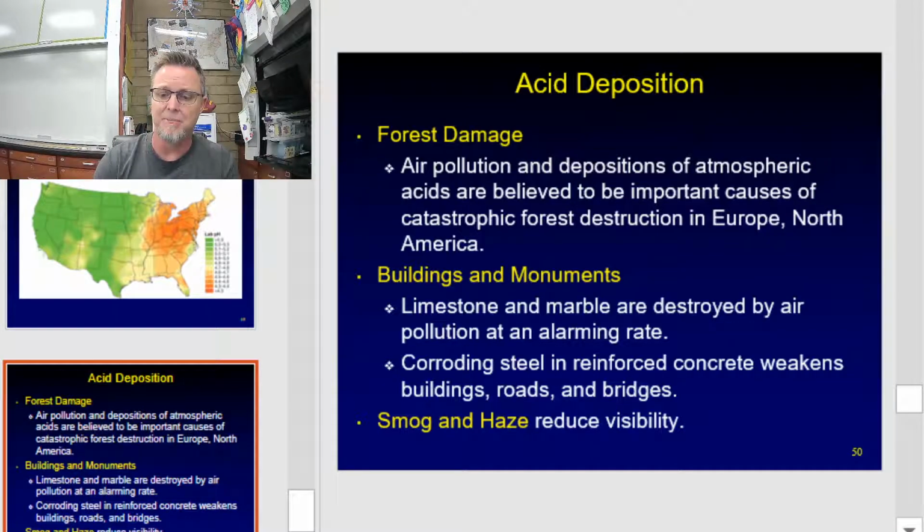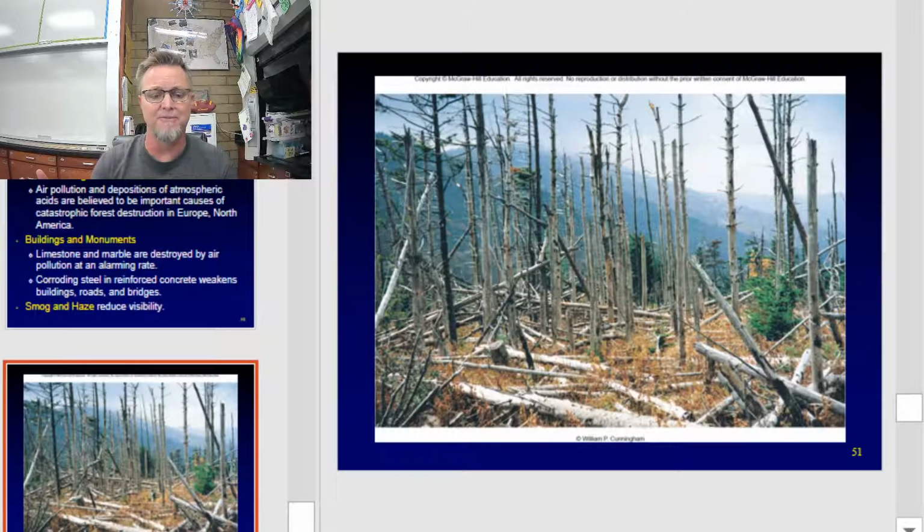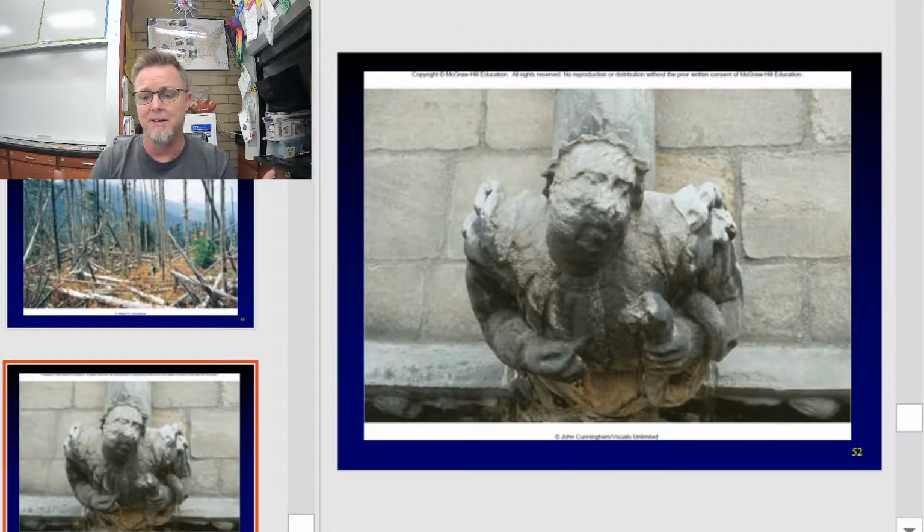To give you some pictures to think about with regard to forest damage and buildings and monuments, let's check this out. This is a forest that's been damaged by acid deposition. The soil's been acidified to the point where the plants can no longer grow. And this is a monument, a statue that's attached to a building that's been hit with acid rain. The limestone's literally being dissolved over time by the rainwater that hits it, okay?